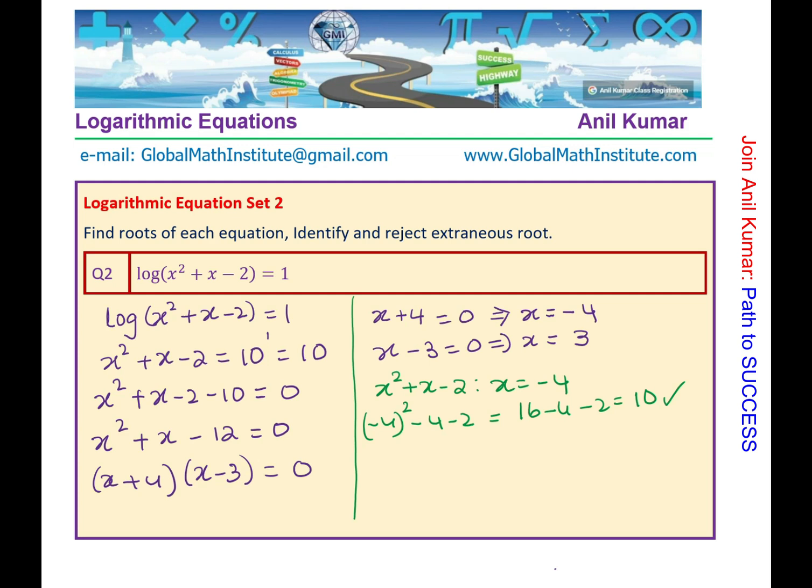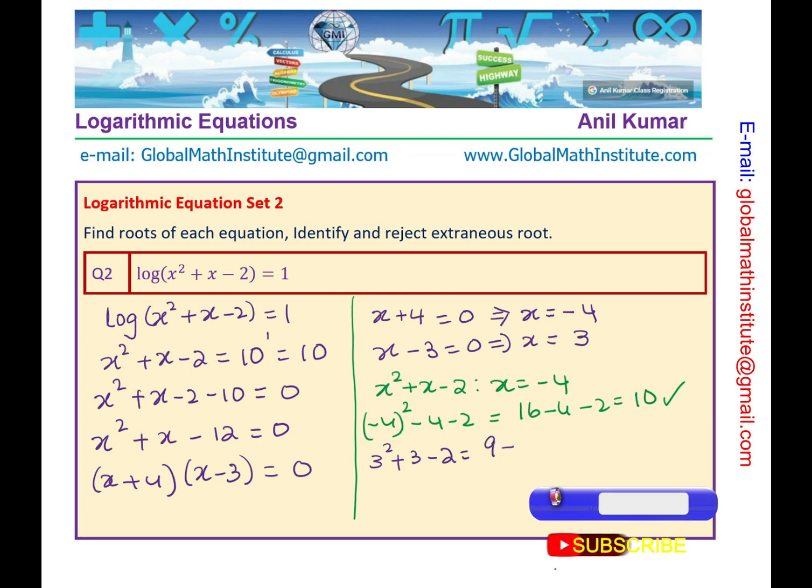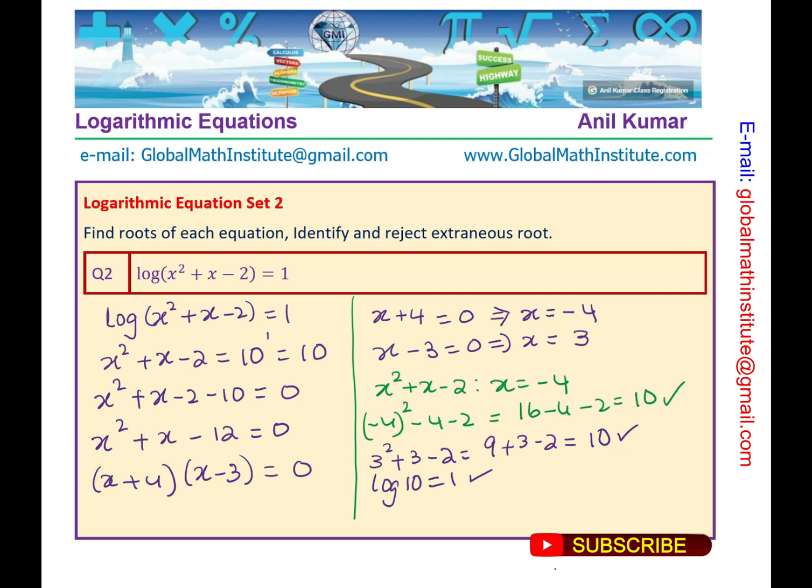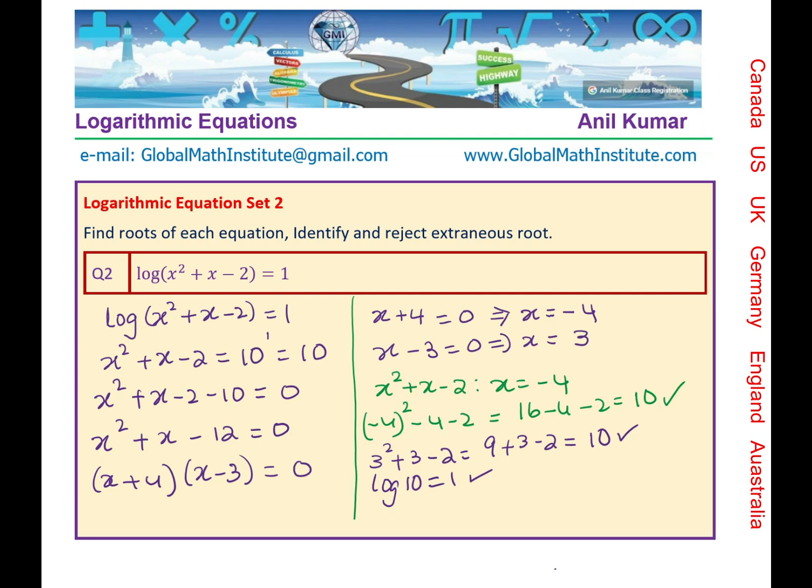Now let's do the other substitution of 3. When I substitute 3 here, I get 3 squared plus 3 minus 2, which is 9 plus 3 minus 2, and that is also 10. So we know log of 10 equals 1, so that works. Therefore, both are the correct roots. So in this case also, we do not have an extraneous root. We get the answer x equals minus 4 and 3. So we have two solutions to this particular equation.